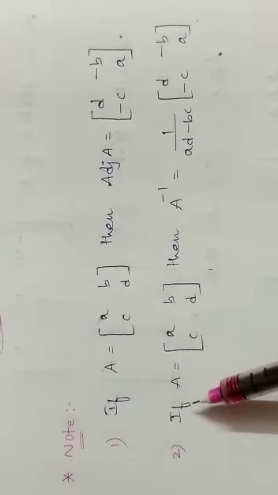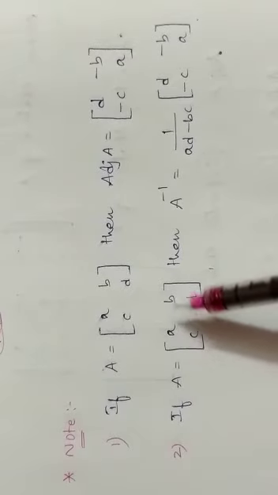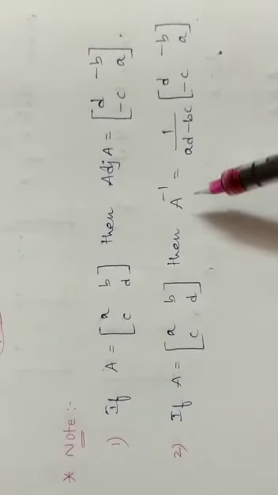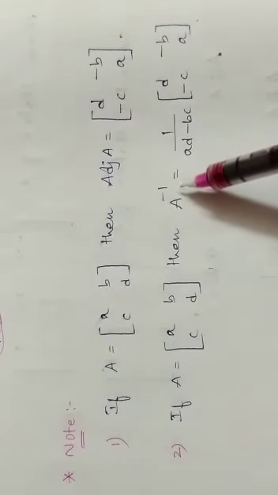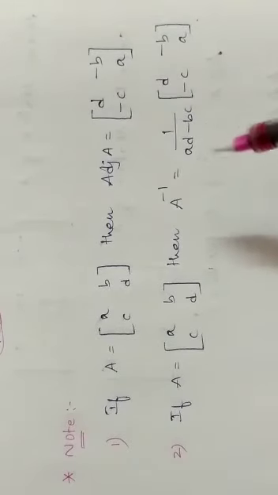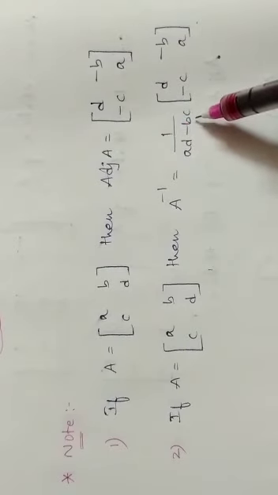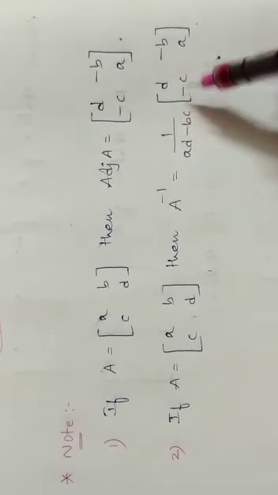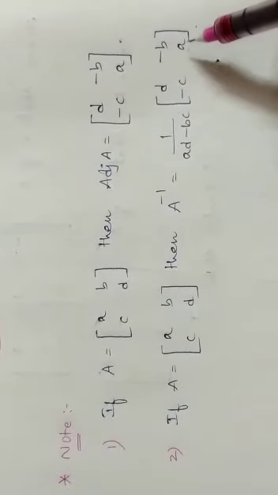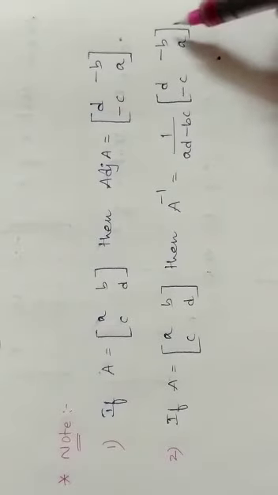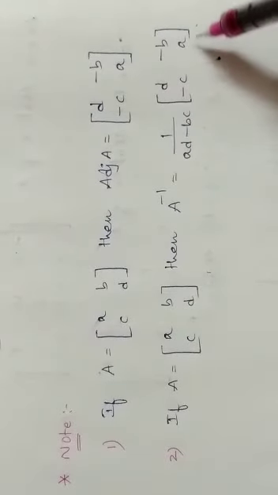Now, if A equal to the 2 by 2 matrix A, B, C, D, A inverse equal to 1 by AD minus BC into D, minus B, minus C, A. This formula is for 2 by 2 matrices.